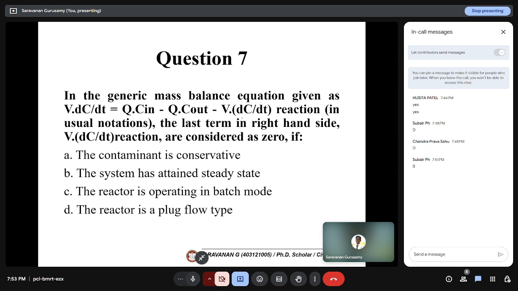Got it? So this is again a basic mass balance equation: V dC/dt equals Q C in minus Q C out minus V dC/dt reaction. The last term on the right-hand side, V dC/dt reaction, is considered 0. When will it be considered 0? When the pollutant does not undergo any reaction. It's a conservative pollutant, right? If the pollutant is conservative, no reaction will happen. Correct.